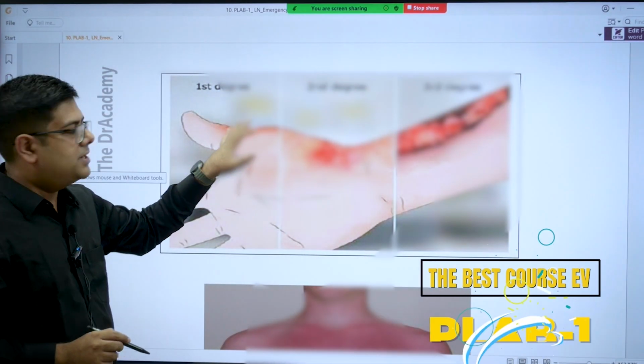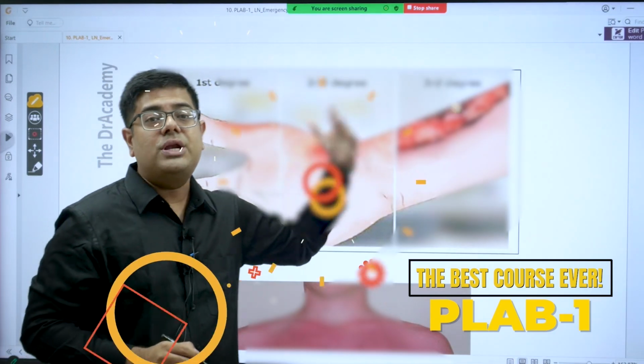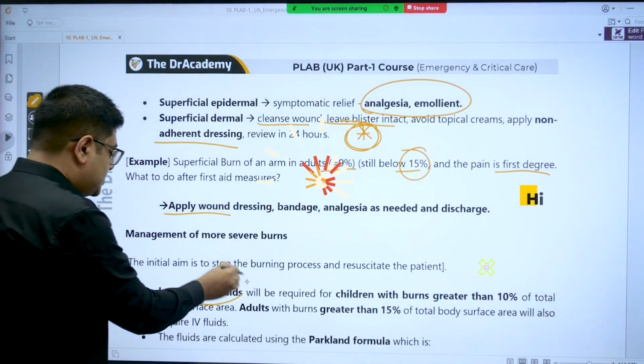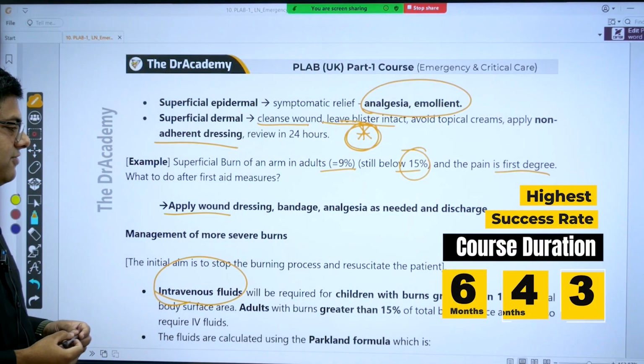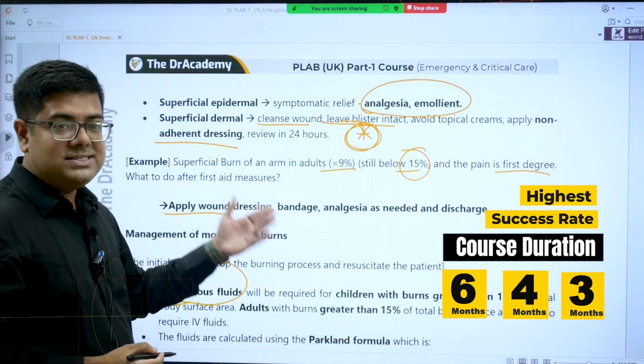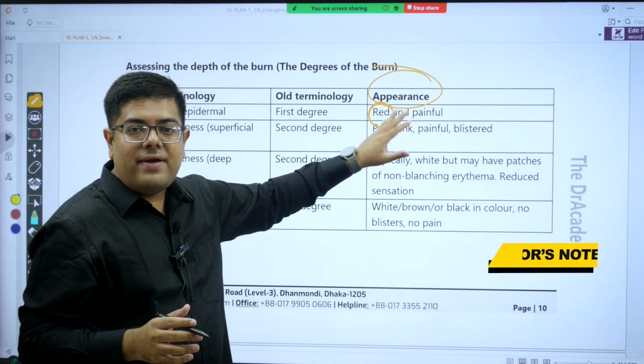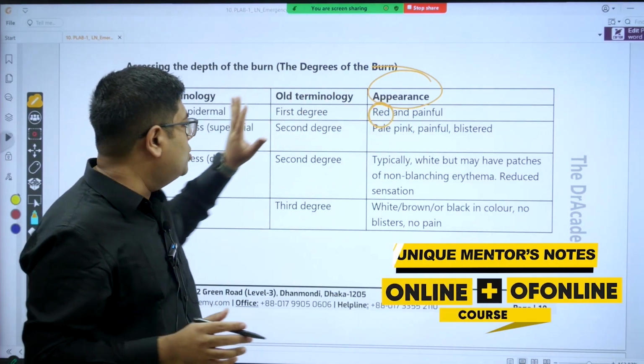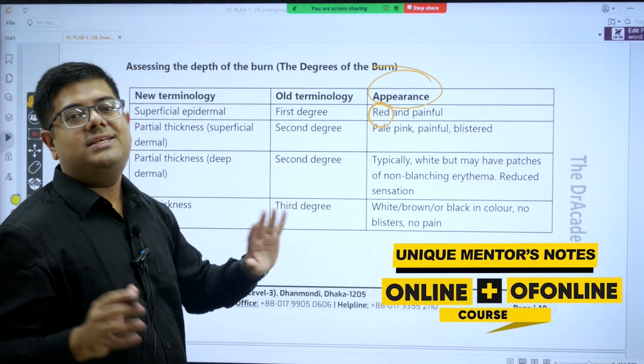This is a first degree burn, this is a second degree, this is third degree according to old terminology. IV fluids. When do we need to give IV fluids? You have to remember this one. This is very important. Whenever you see red in a burn patient, you will definitely be sure that this is superficial epidermal burn.